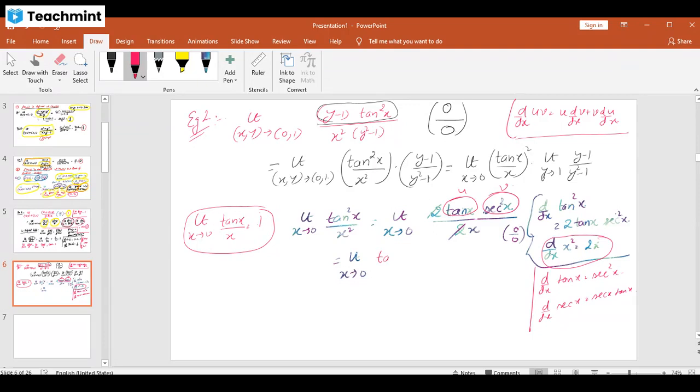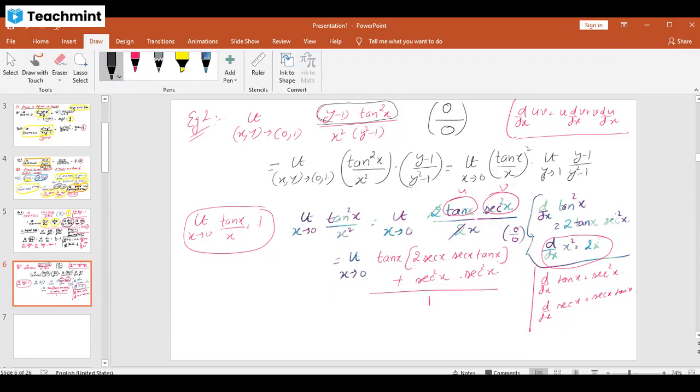U, that is tan x, derivative of secant square x is 2 times secant x into derivative of secant x, which is secant x into tan x. So it is 2 secant x into secant x tan x, plus secant square x as it is. Derivative of tan x is secant square x, divided by derivative of x, which is 1. Now you can see here your denominator is 1, which is non-zero. So your limit is defined at the point x equal to 0.